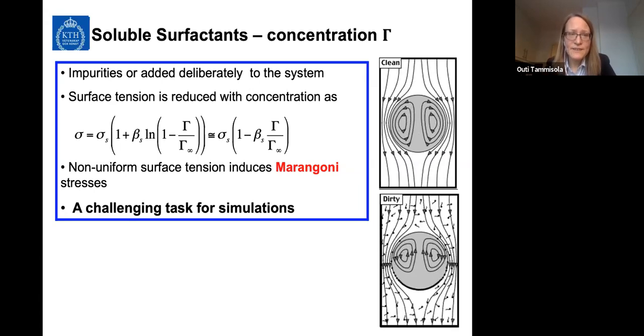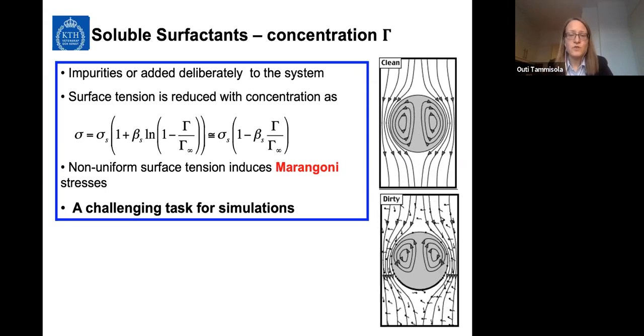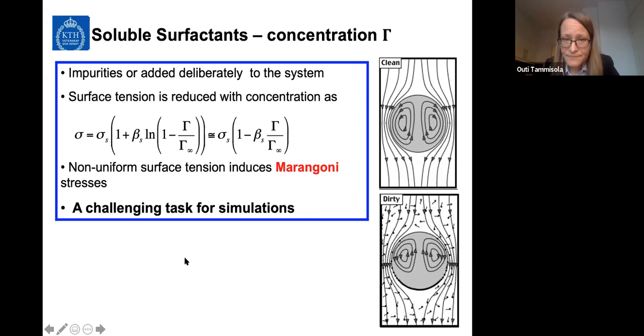And the surfactant local concentration lowers the surface tension locally. So if you get a non-uniform distribution of surfactant, you get Marangoni forces, and therefore the Marangoni force will influence your flow field.